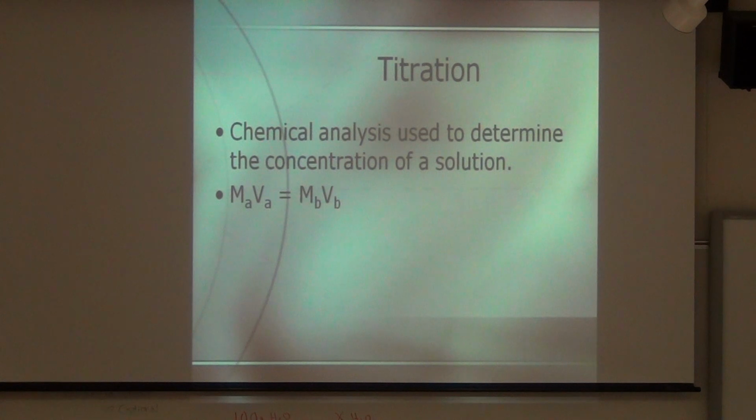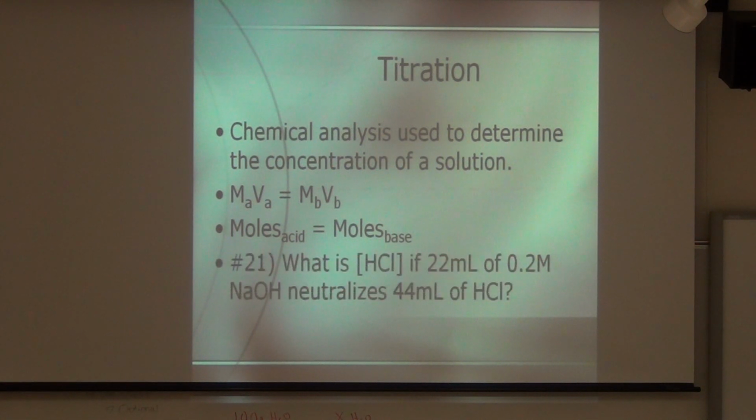In your lab, you knew the concentration and the volume of the base. You knew the volume of the acid and you used that to solve for the molarity of the acid. Since molarity times volume is moles per liter times liter, that's going to give you moles. So if we have equal number of moles of our H plus from our acid and our OH minus, we're going to have a neutral solution, which is what we're hunting for.